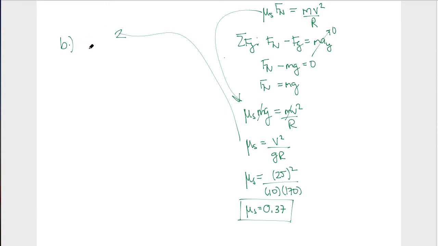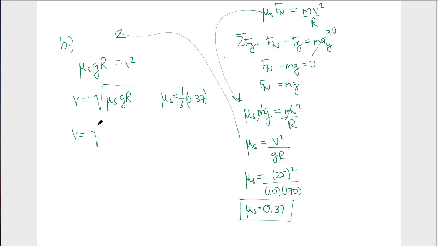So for part B, I'm going to say mu s times g times r is equal to v squared. So I'm solving for v here. Or I could just say v is equal to the square root of mu s g r. So my mu s is actually going to be 1/3 times 0.37. So I'm going to have 1/3 times 0.37 times, I'm going to stick with the 10, times 170, all square rooted.